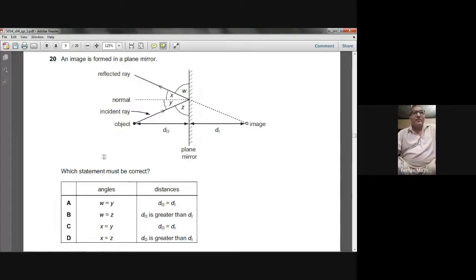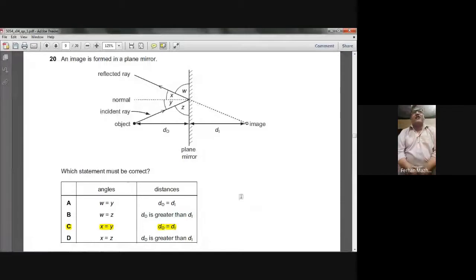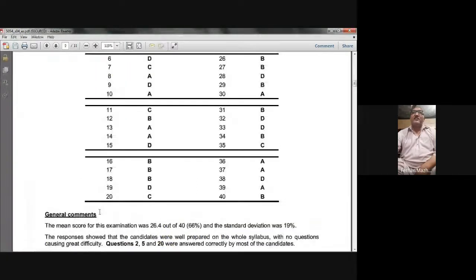So what is the option? Somebody is saying A. The angle of incidence is Y. The angle of reflection is X. They should be equal. The distance of the object from the mirror and the distance of the image from the mirror, Do and Di, should be equal to each other. So we think C is the best option. Let's check. Question number 20, C is the right option.